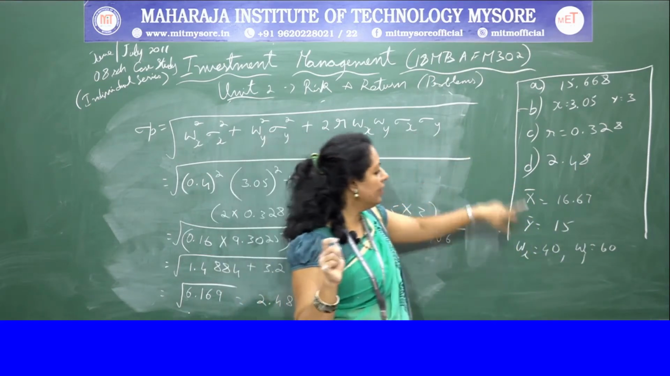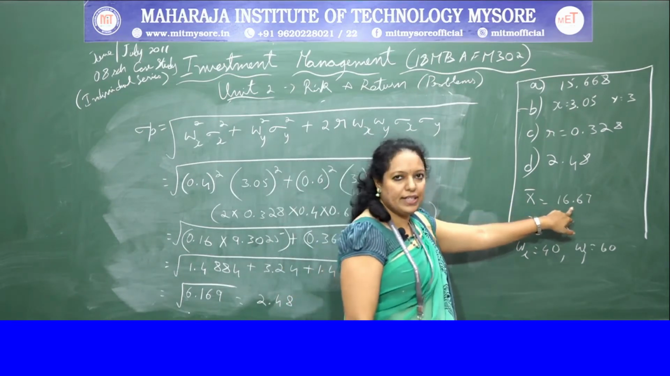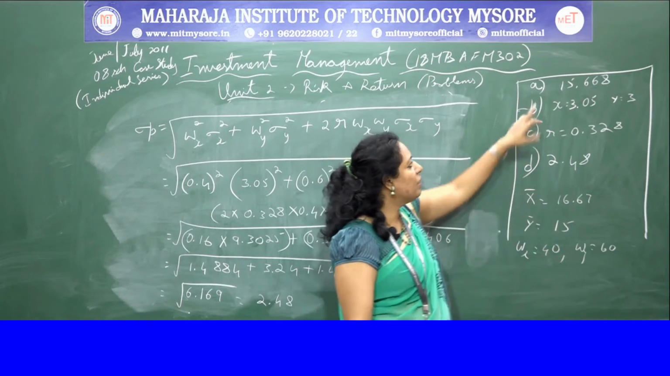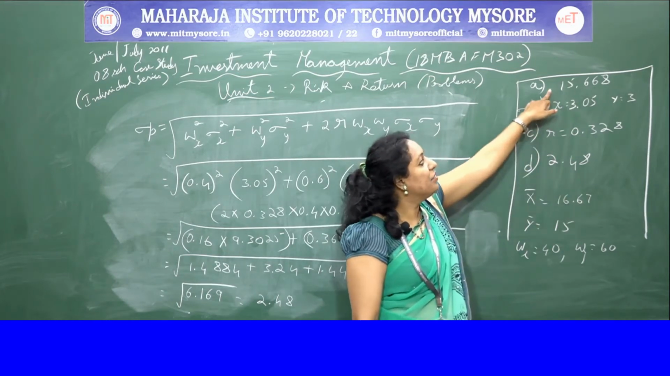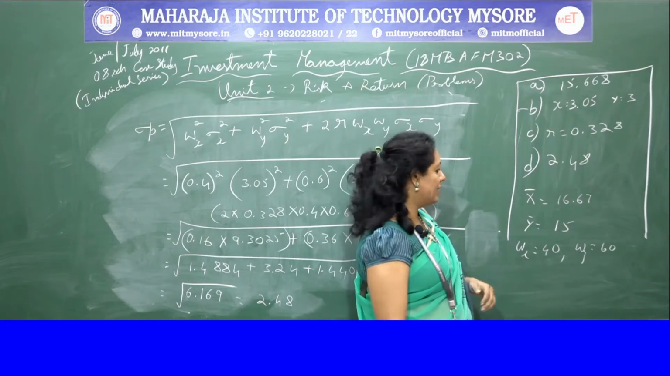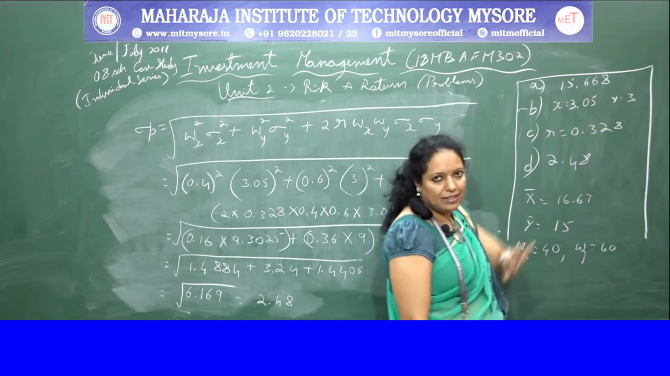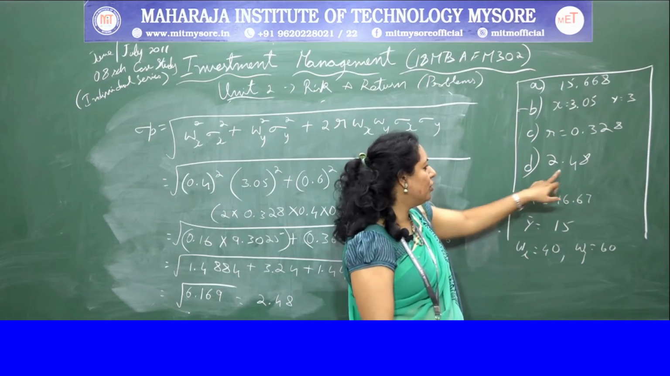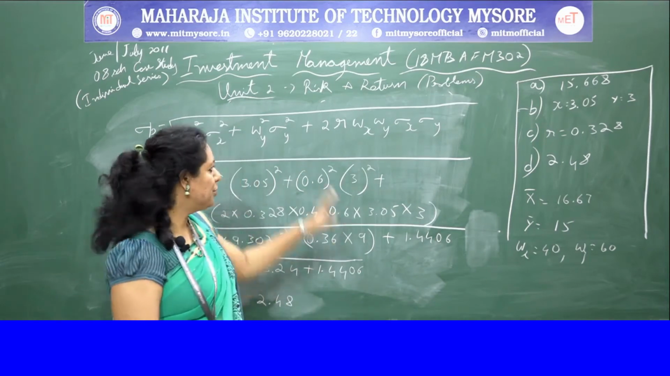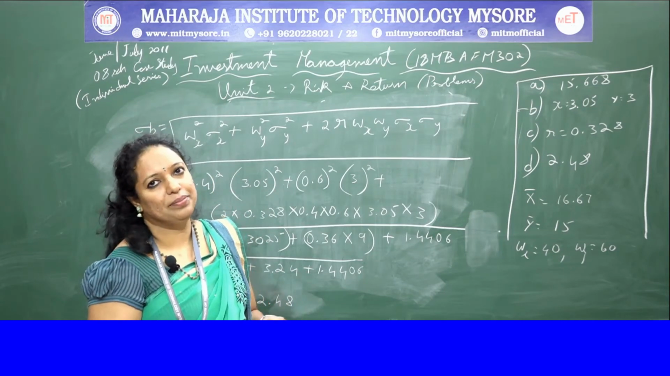Okay, now just see here. If you are investing in individual securities, your returns are 16.67 and 15. But if you are investing in a portfolio, it takes the average, that is 15.668. In the same way, for the risk: for individual securities, the risks are 3.05 and 3, but if you are investing in a portfolio, the risk comes down to 2.48. Okay, hope you have understood this problem. This is an individual series problem.